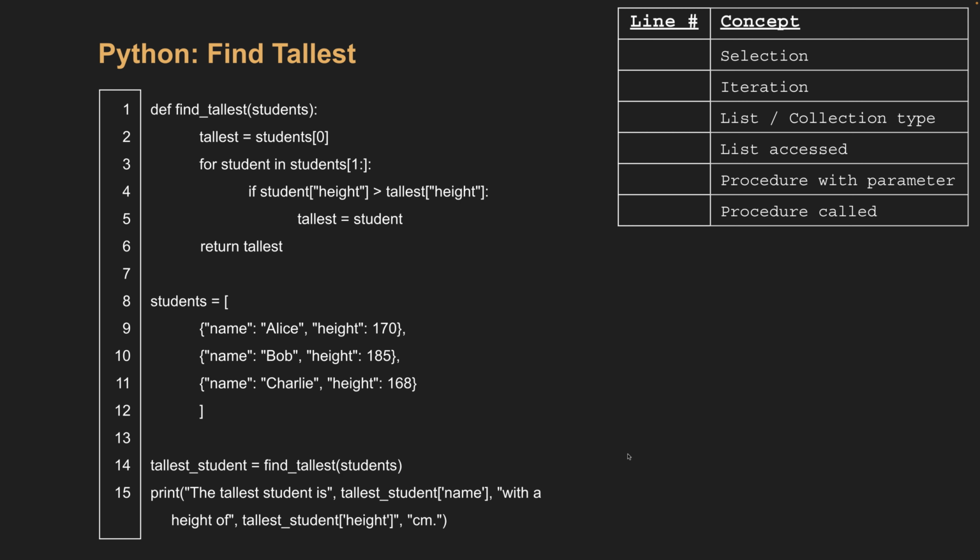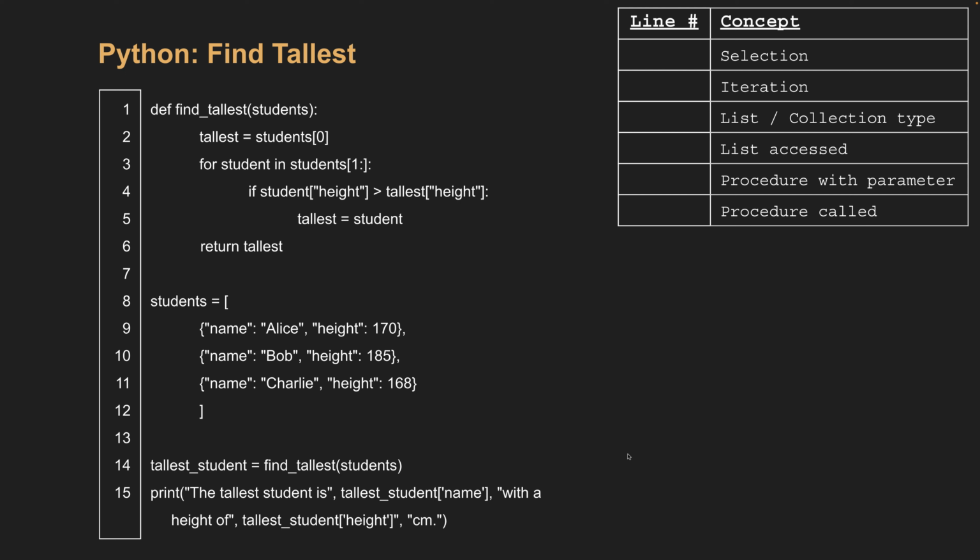So where's selection? Again, selection, we're looking for an if or an else. Iteration, we're looking for a for or a while. List, we're looking for brackets, or that's probably the starting point. Where is that list going to get used?